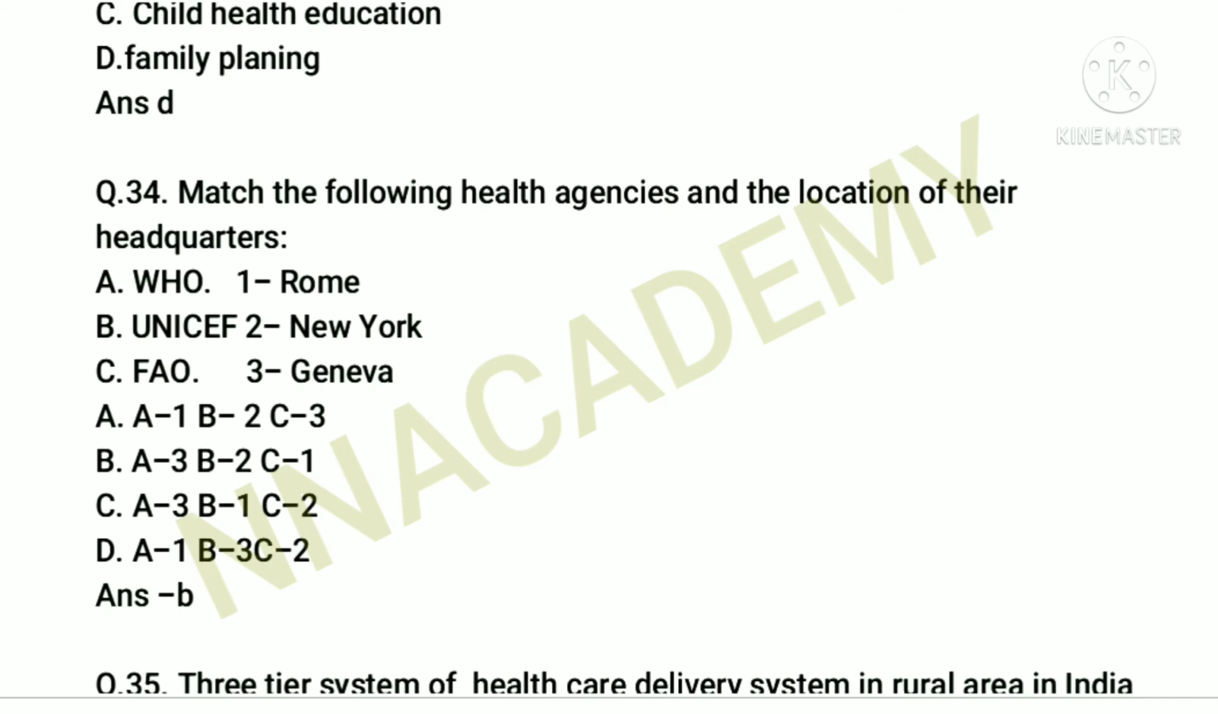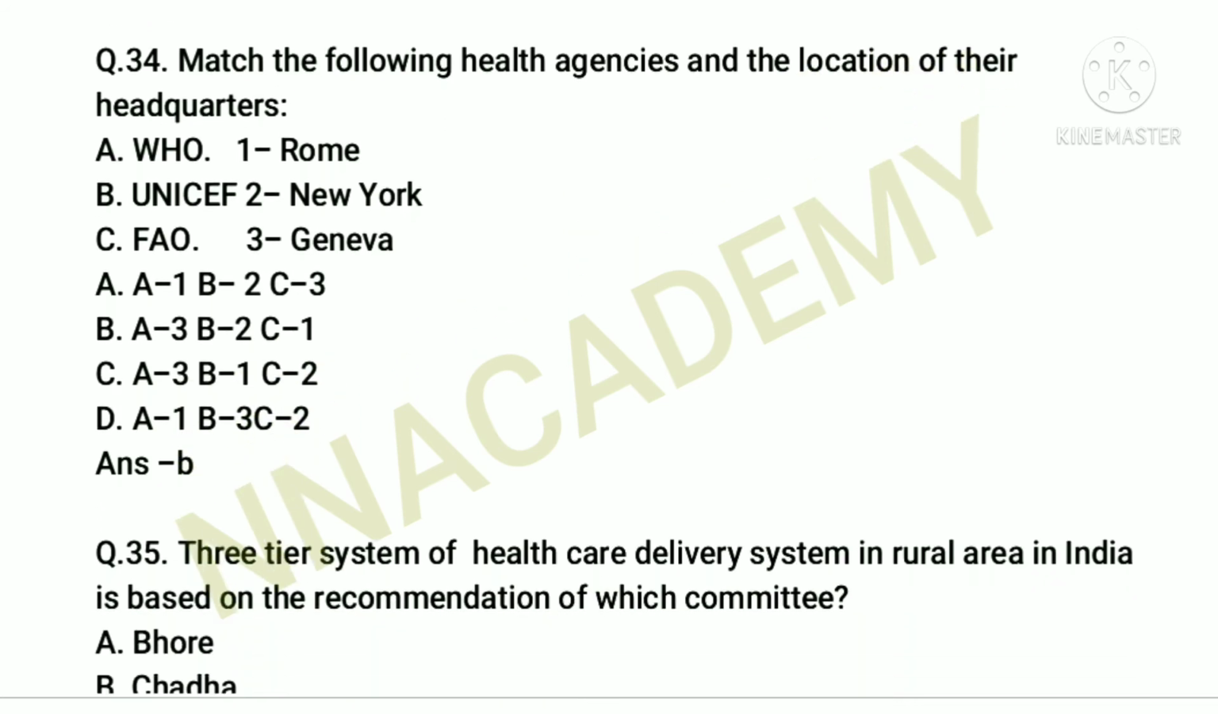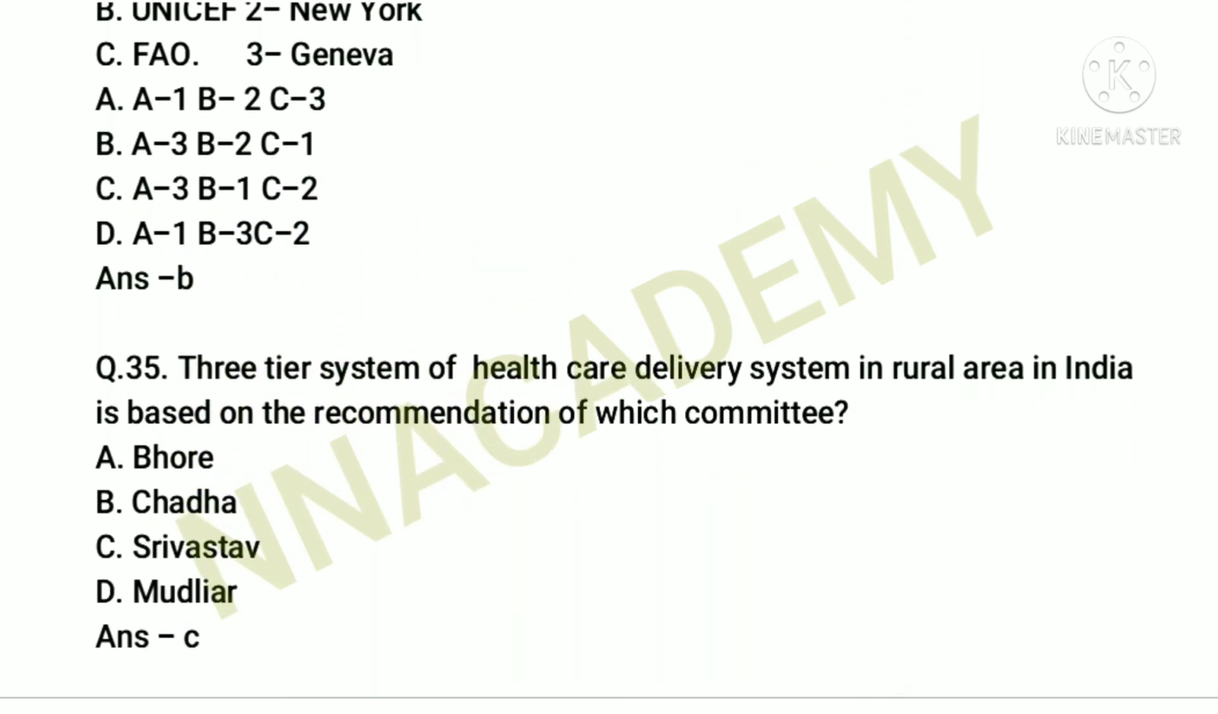As we all know, the headquarters of WHO are in Geneva. So A for 3, and next one is B. UNICEF is for New York, the headquarters of UNICEF are in New York, and FAO are in Rome. So here the right answer is B. A for 3, B 2, and C for 1. The headquarters of WHO are in Geneva, UNICEF in New York, and FAO in Rome.